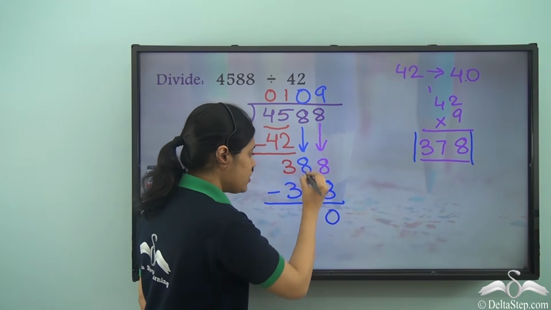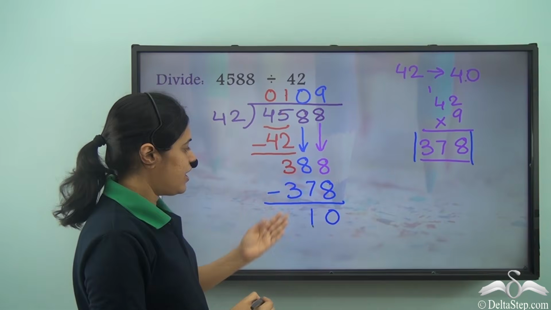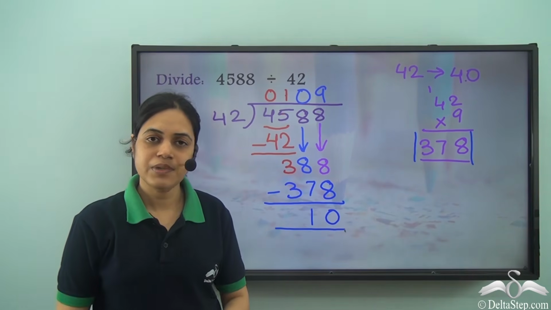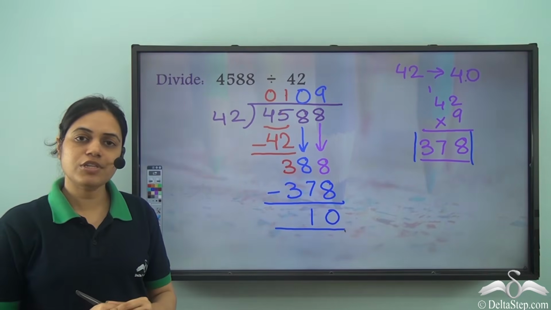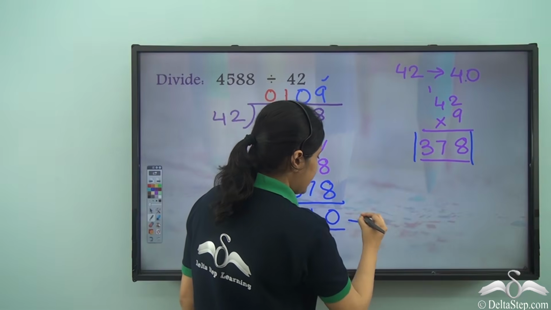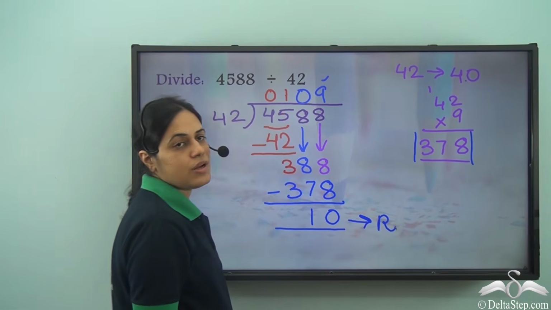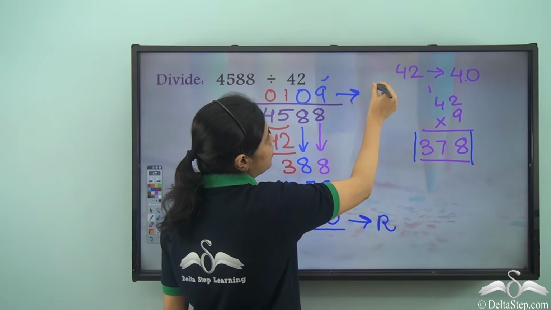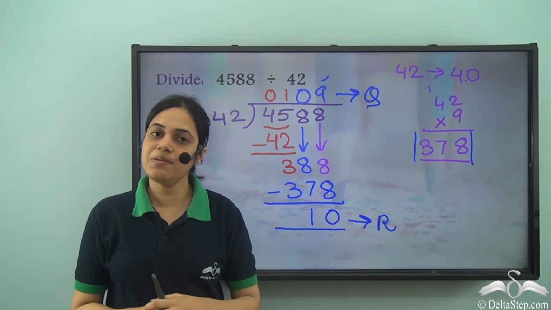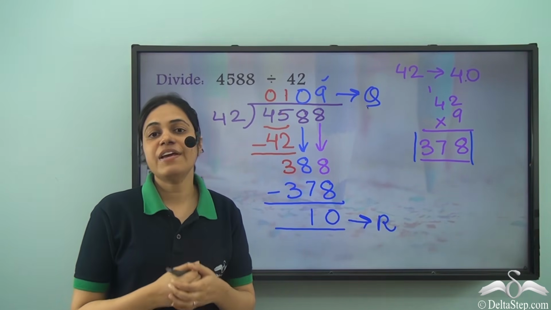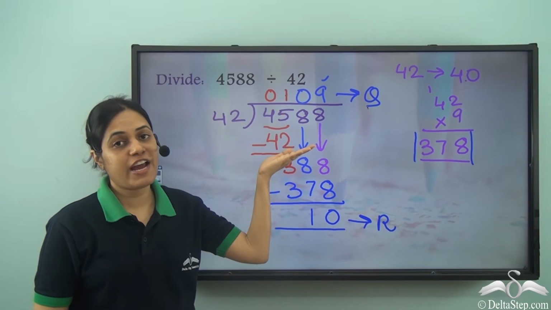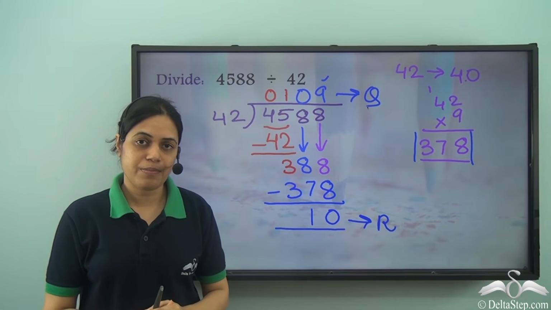8 minus 8 is 0. 8 minus 7 is 1. And 3 minus 3 is 0. So I get 10 here. Now 10 is less than 42. So this is correct. 10 is the remainder. 109 is the quotient. So this is the quotient, this is the remainder, and we have very easily found it following the steps of dividing by a two-digit number.